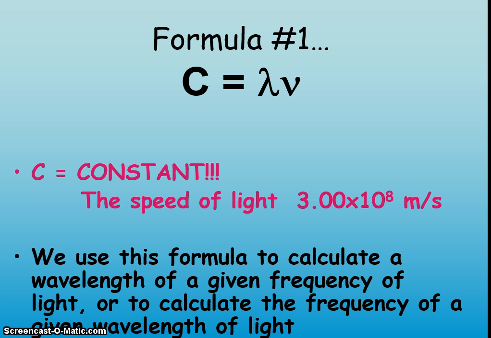Red light, purple light, ultraviolet light, X-rays, radio waves, they all travel at the same speed. What changes is the wavelength and frequency of the different lights, and also the amount of energy that they carry, which we'll get to in a minute. Okay, so that's a formula, and here's a sample problem that we worked in class.